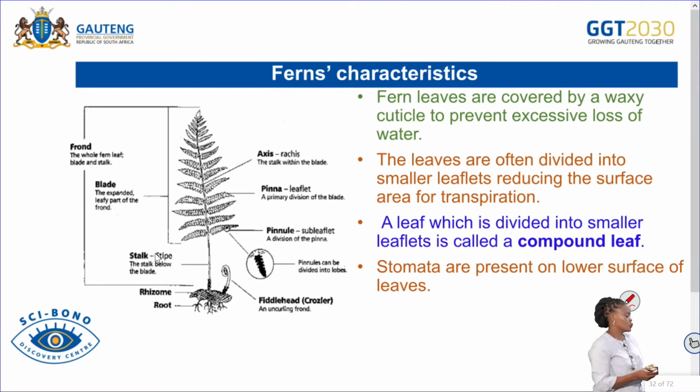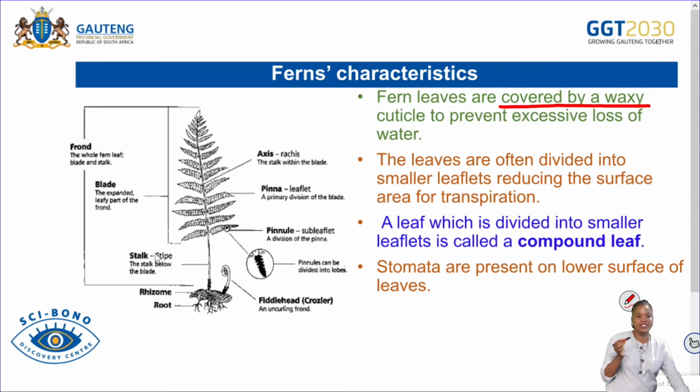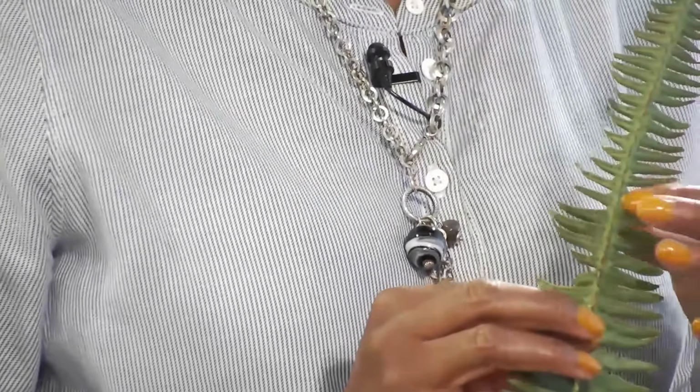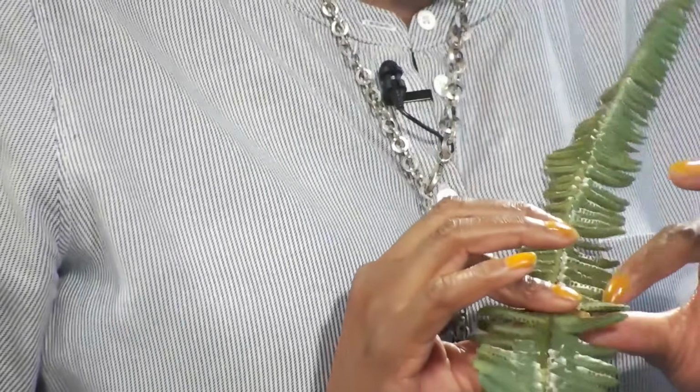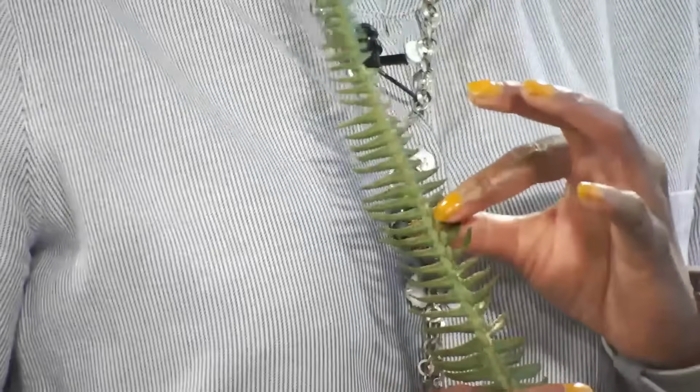And then now when we look into the characteristics of the leaves of the fern, the leaves are covered by a waxy cuticle. And then we all know that the function of the waxy cuticle is to do what? Is to prevent loss of water. So when we look into these leaves, we can see that they are definitely covered or protected by waxy cuticle, meaning that this waxy cuticle on our leaves is the one that is preventing what?